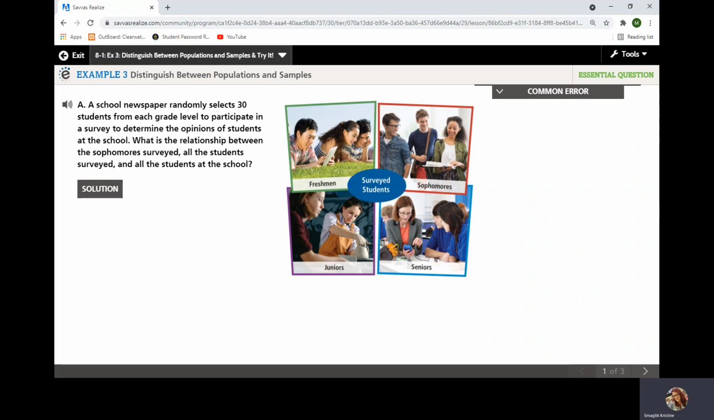Now, keep in mind too, when we talk populations and samples, that doesn't necessarily mean people. I could have a population of all the lakes in the world, and then a subset would be the lakes in the United States. I could also word that as the population being the lakes in the United States, and then a subset could be the lakes that are found in Florida.